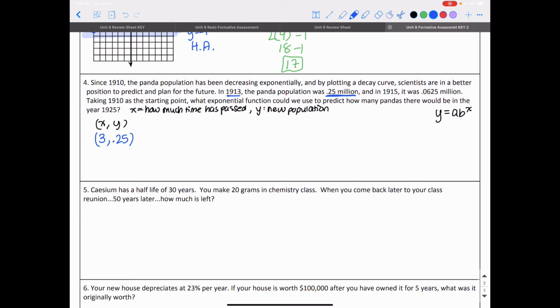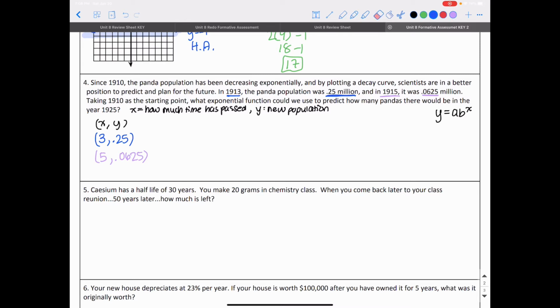The second ordered pair that I have is in 1950, I know the population. So I have an x and y value that go together. Well, that's not my x value. Be careful, your x value is 1915. It's how many years have passed by since 1910. And that is 5 years. So 5 years have passed by, and the population is 0.0625. So I have these 2 points now.